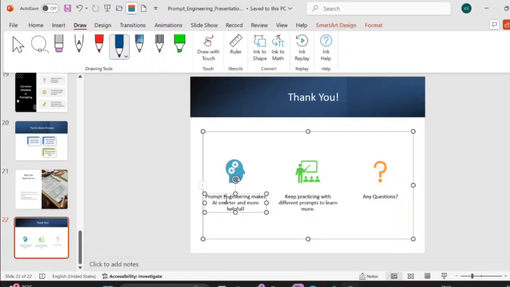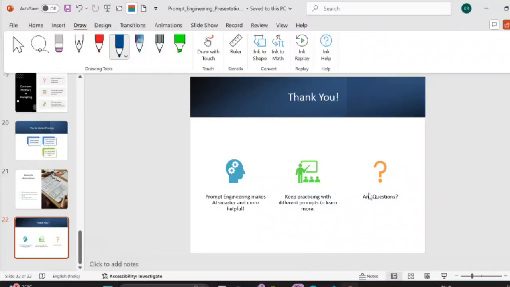Prompt engineering makes AI smarter and more helpful to get a desired output and build robust applications. Try to focus on prompt engineering. Keep practicing with more examples. It will be beneficial to you. Do you have any questions regarding this?